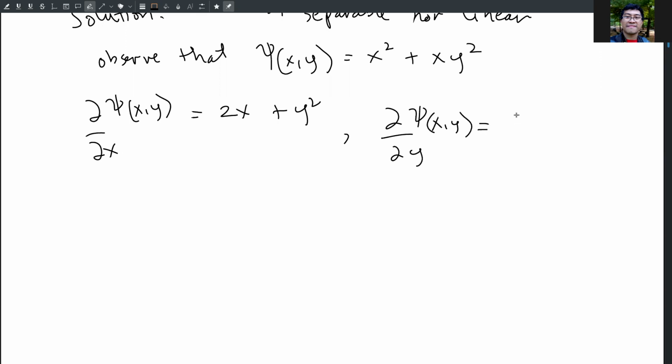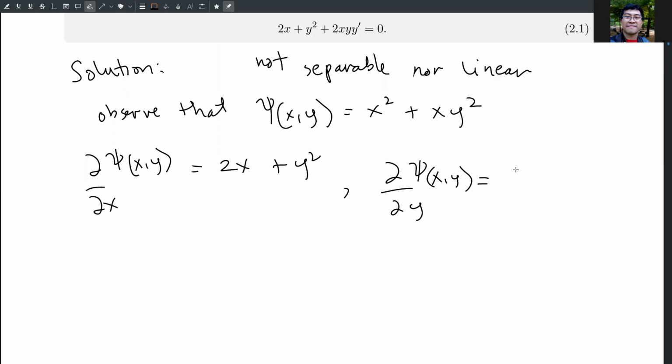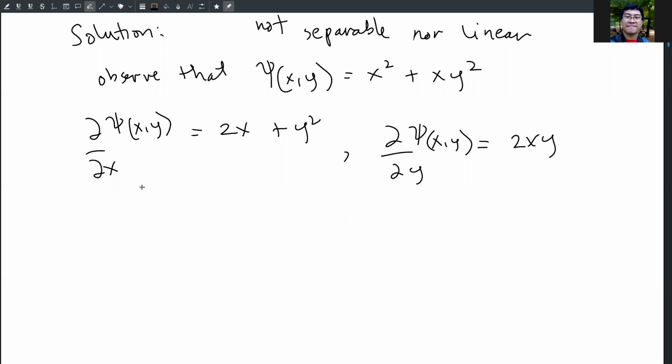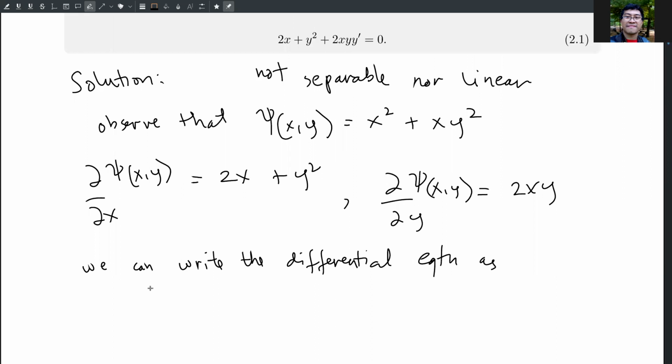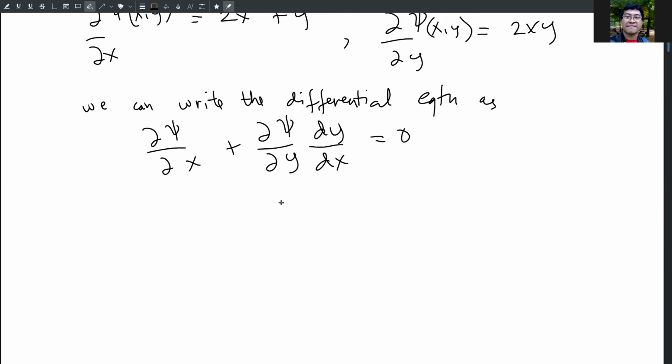is equal to 2xy. Okay, in this way we can write the differential equation as partial derivative of psi with respect to x plus partial derivative of psi with respect to y times the ordinary derivative dy by dx.